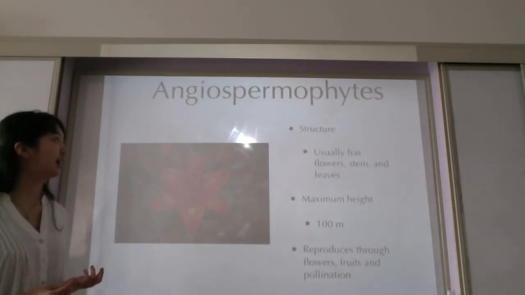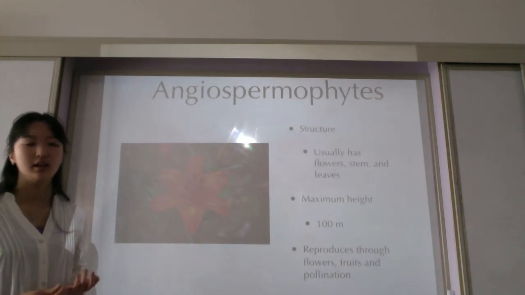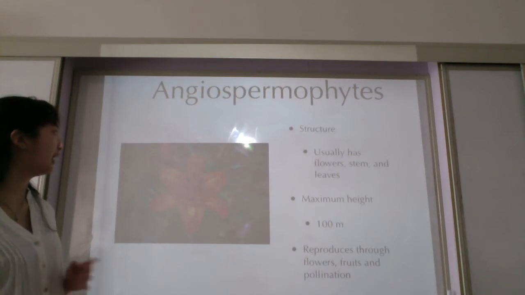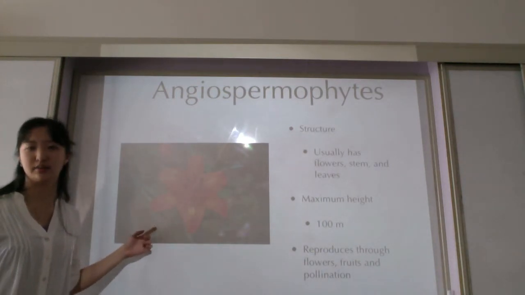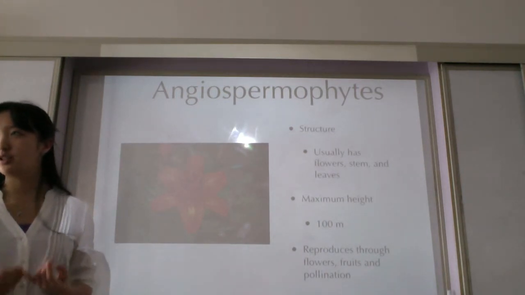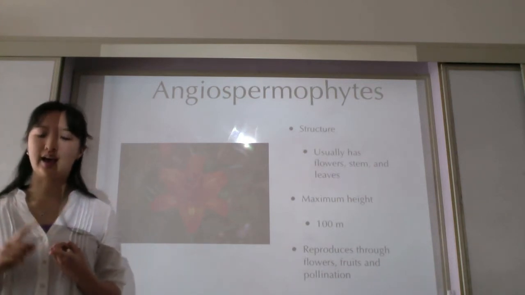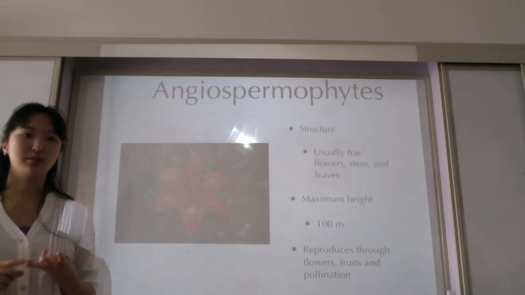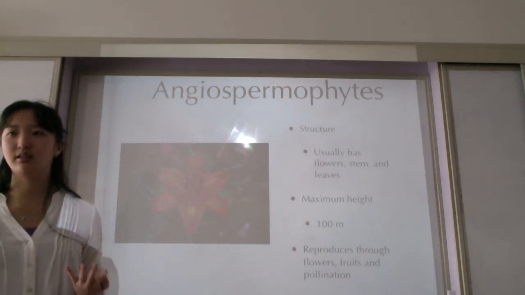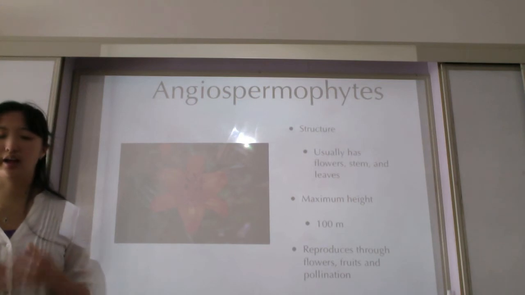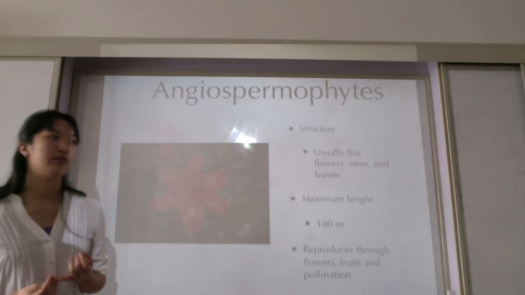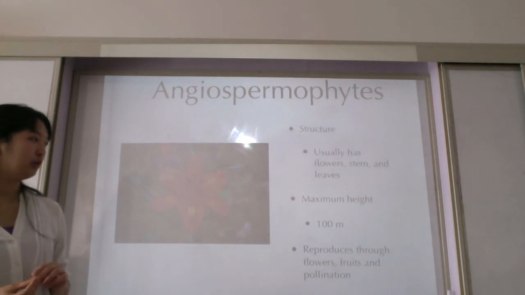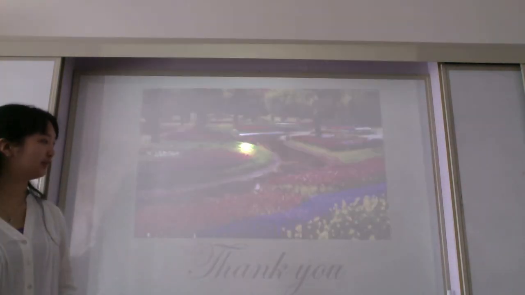So the last phylum is Angiospermophytes. These are just flowering plants, so it has an extremely wide variety. This tiger lily is an example of it. Angiospermophytes usually have flowers, a stem, and leaves. Their maximum height can be 100 meters because there are trees that are Angiospermophytes, for instance, like most fruit trees, because they produce flowers. They reproduce through flowers, fruits, and pollen.